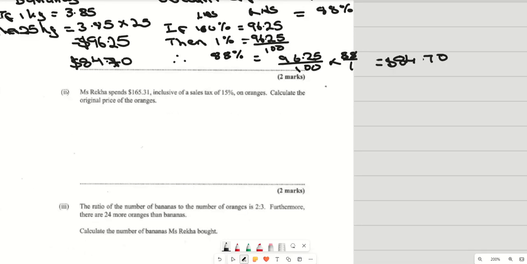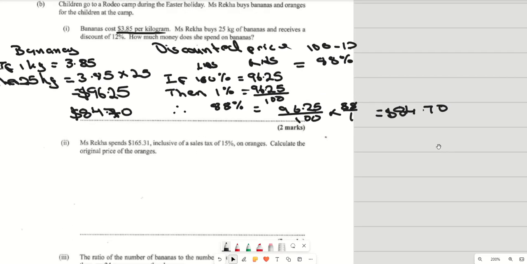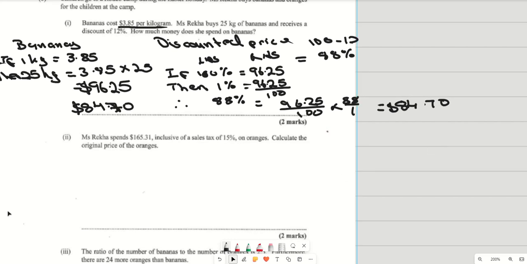Part 2. Part 2 says Ms. Reka spends $165.31 inclusive of sales tax of 15% on oranges. Calculate the original price of oranges. So this price here is inclusive of tax of 15. So we know what percentage would be inclusive of 15%.